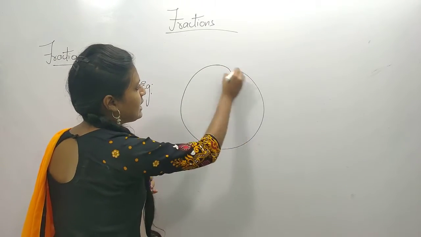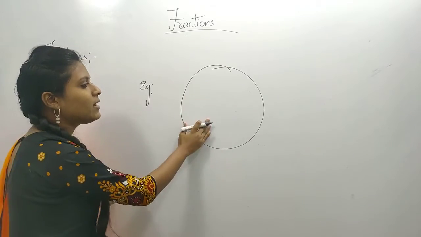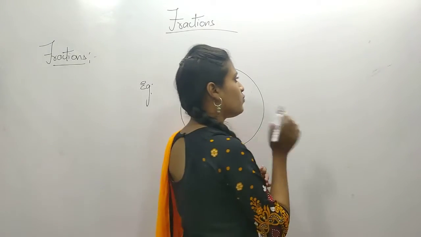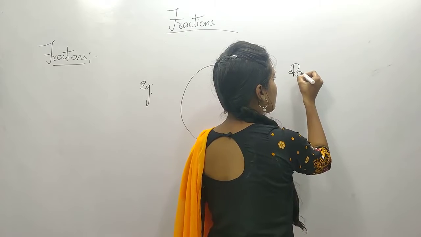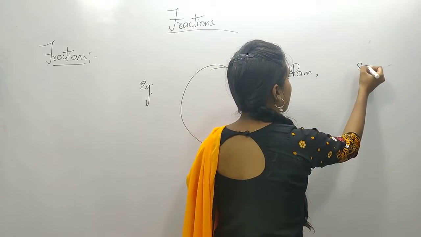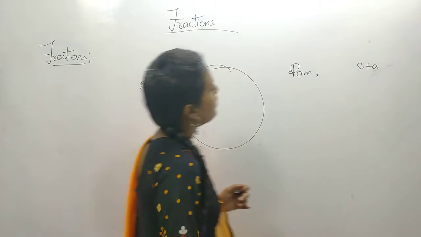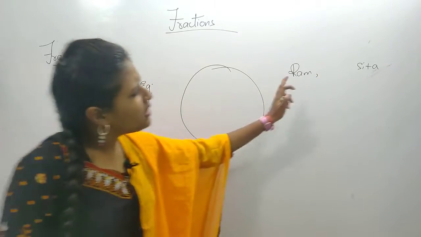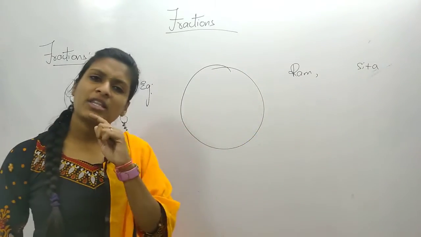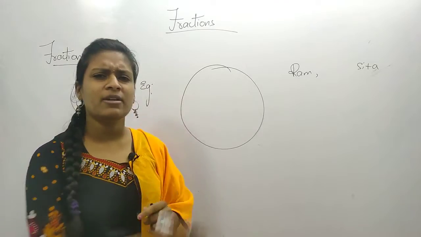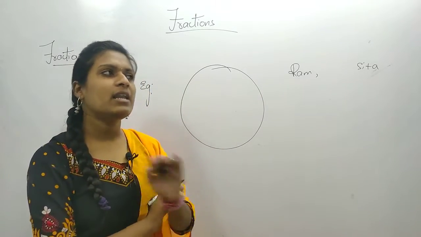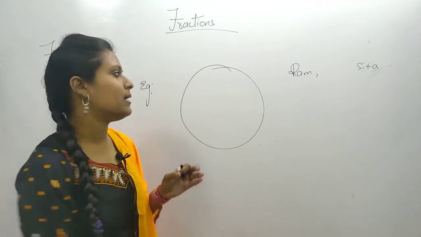Let's think of it as a chocolate. It will be divided between two persons. What are their names? Ram and Sita. Let's take them. We have to divide this chocolate between Ram and Sita. You may be thinking, how will this one chocolate be divided between both? Then we can divide it so easily.